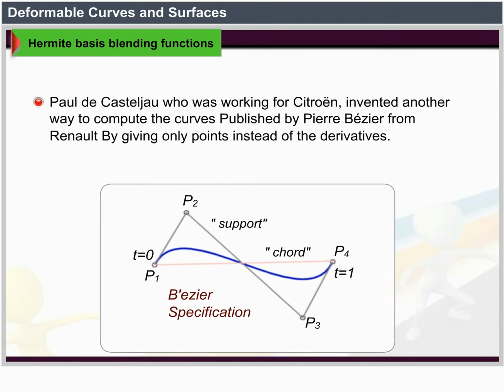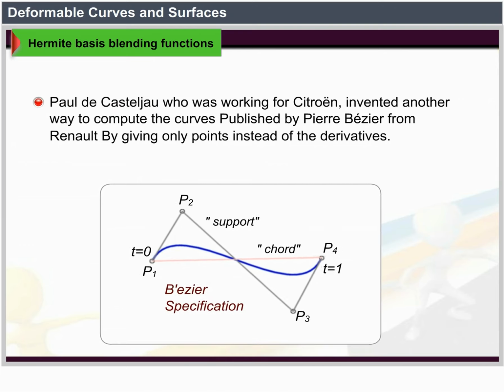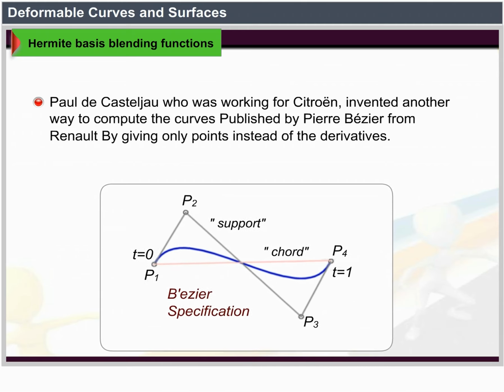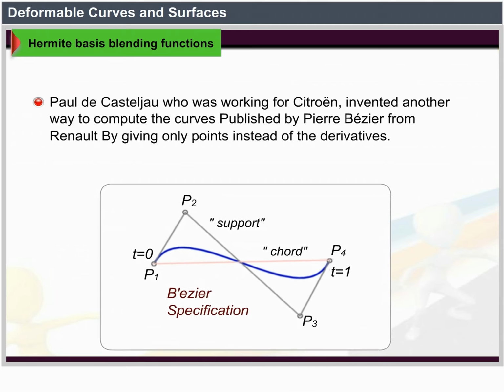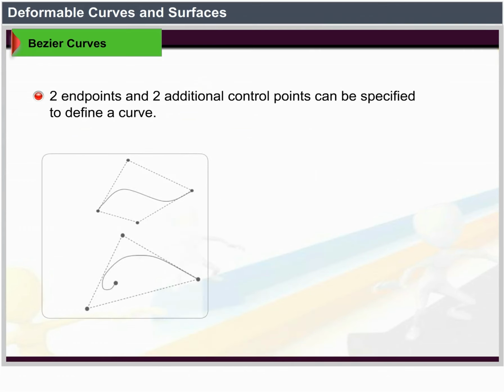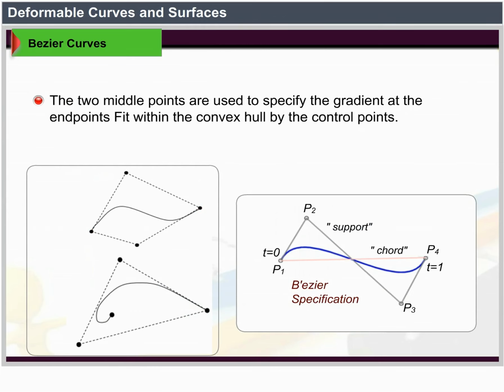Paul de Casteljau, who was working for Citroën, invented another way to compute the curves published by Pierre Bézier from Renault, by only giving points instead of the derivatives. Bézier curves can define a curve by specifying 2 endpoints and 2 additional control points. The 2 middle points are used to specify the gradient at the endpoints, and the curve fits within the convex hull formed by the control points.